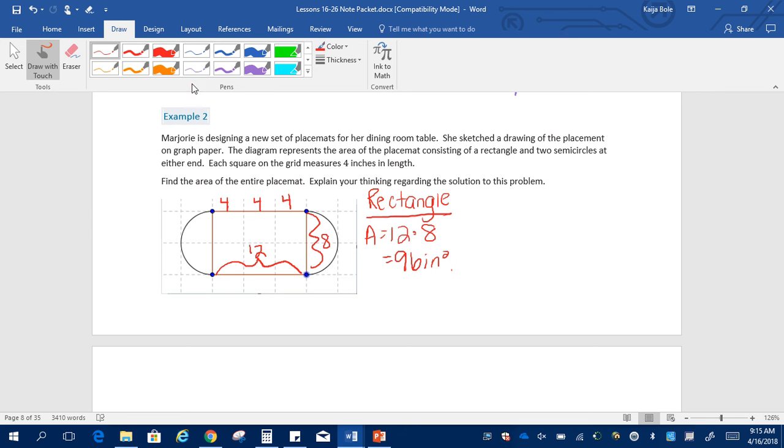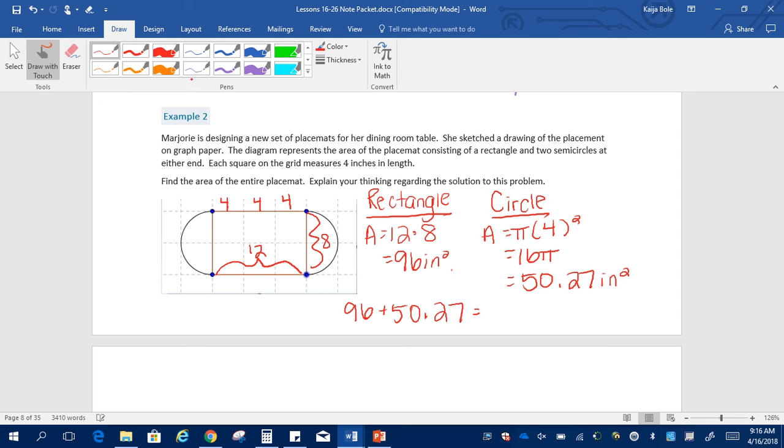And now because we have 2 semicircles, 1 on each end, we can just do the area of a regular circle. So we would have A equals pi, and our r would be 4 squared. So this would be 16 pi, and when you type that in and you round, you get about 50.27 inches squared. So now remember, we need the whole thing, so we're going to add up 96 plus 50.27, and you get in total 146.27 inches squared. Alright.